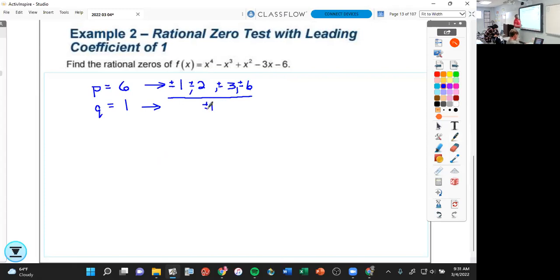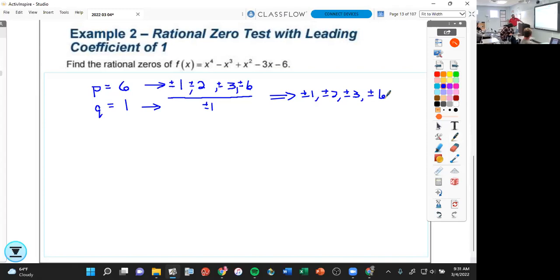Plus or minus 1. Which means the only possible rational zeros of this 4th degree polynomial are plus or minus 1, plus or minus 2, plus or minus 3, and plus or minus 6. If I was trying to use synthetic division, would choosing the number 5 be a good idea? No, it's not possible. Would choosing the number 1 make sense? 1 could work. It's one of our choices, right?